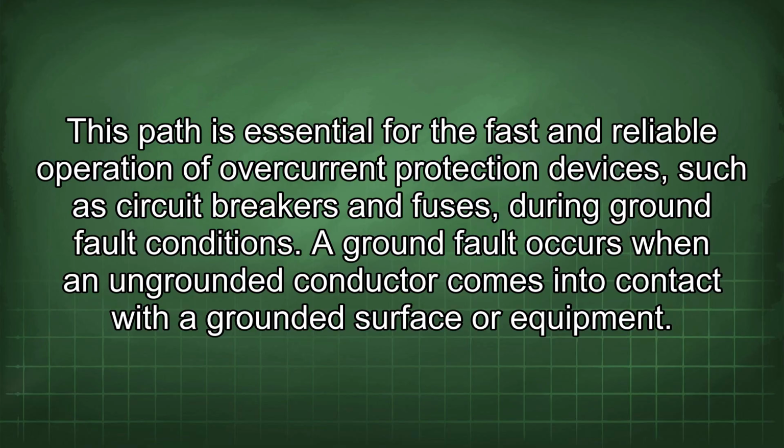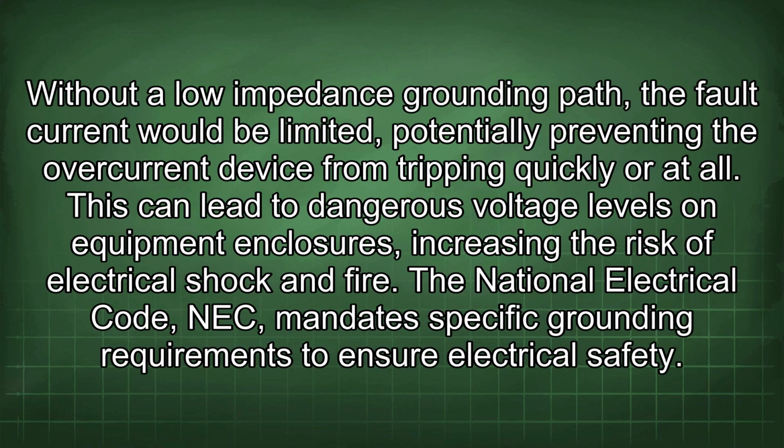A ground fault occurs when an ungrounded conductor comes into contact with a grounded surface or equipment. Without a low impedance grounding path, the fault current would be limited, potentially preventing the overcurrent device from tripping quickly or at all. This can lead to dangerous voltage levels on equipment enclosures, increasing the risk of electrical shock and fire. The National Electrical Code (NEC) mandates specific grounding requirements to ensure electrical safety.